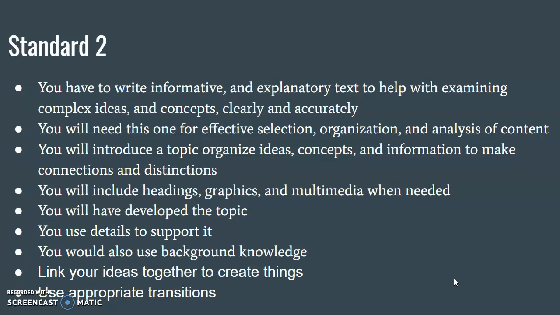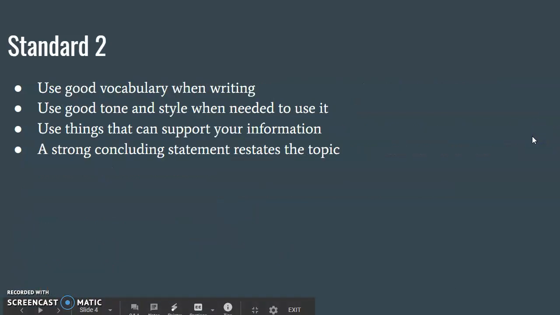You will develop the topic. You will use details to support it. You will also use background knowledge. Link your ideas together to create things. Use appropriate transitions. Use good vocabulary when writing. Use good tone and style when needed. Use things that can support your information. A strong concluding statement restates the topic.